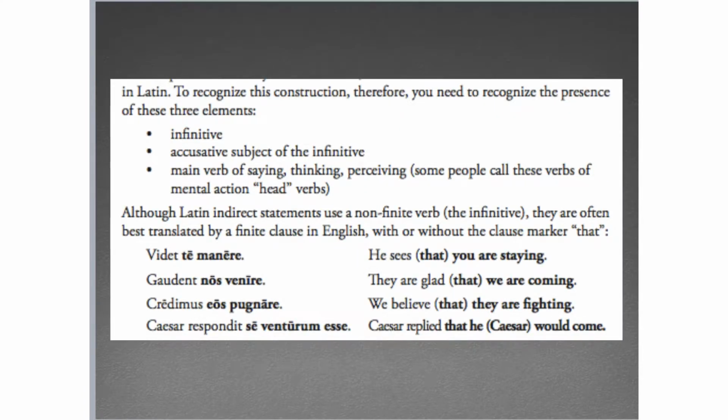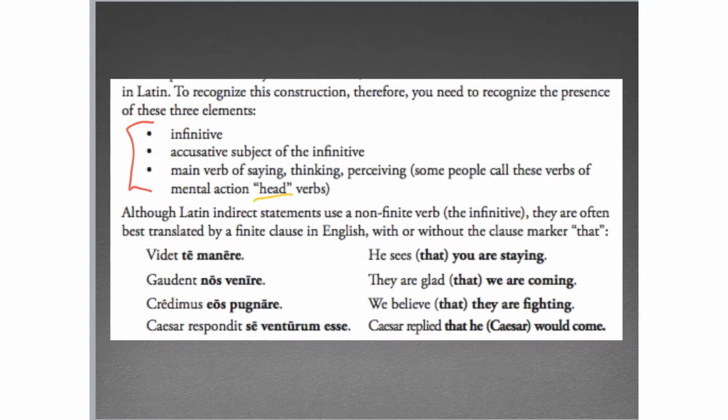All right. So this is just right from your textbook. These are the 3 things you need for indirect statement. So you're going to have an infinitive. That's going to be the verb in indirect statement. The subject of the infinitive is going to be accusative, and then there's going to be what's called a head verb. You can see that outline there, which sort of introduces the indirect statement.